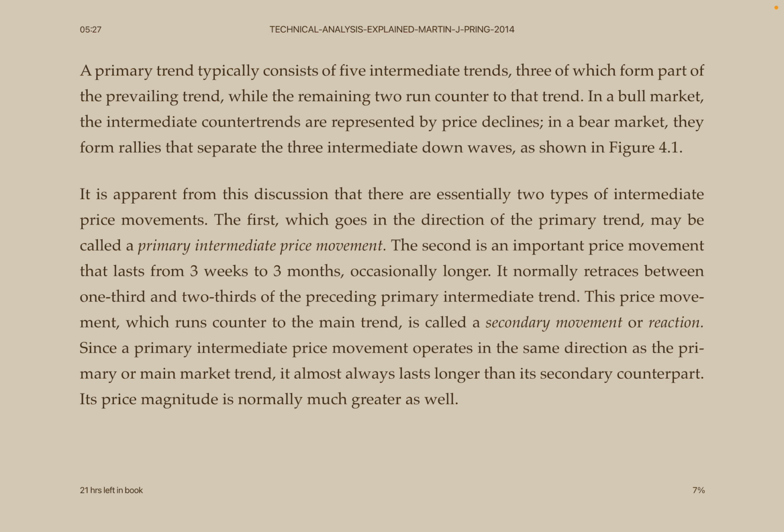This price movement, which runs counter to the main trend, is called a secondary movement or reaction. Since the primary intermediate price movement operates in the same direction as the primary or main market trend, it almost always lasts longer than its secondary counterpart. Its price magnitude is normally much greater as well.